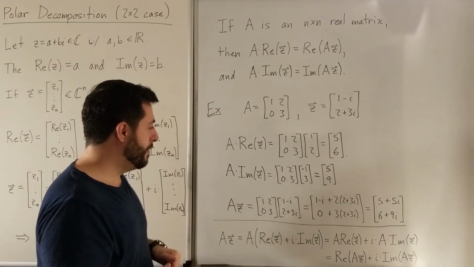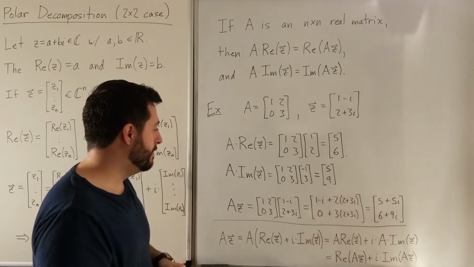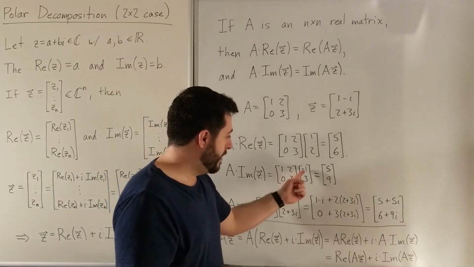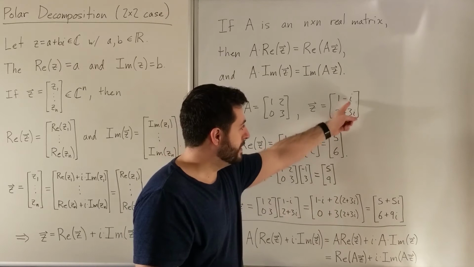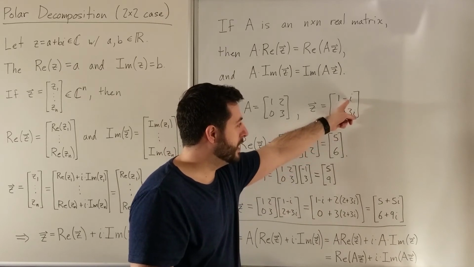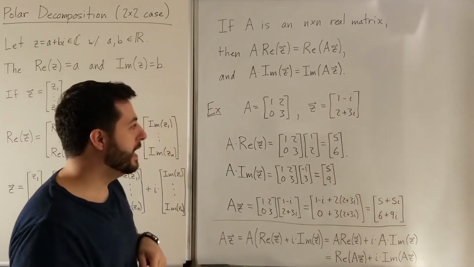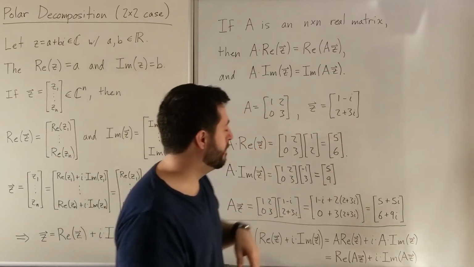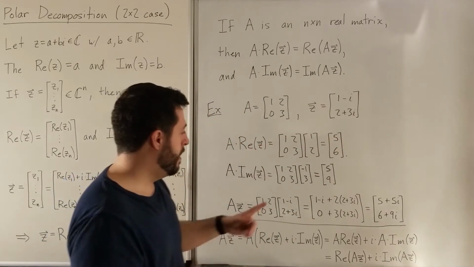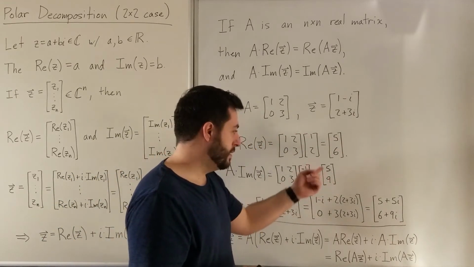Okay, the imaginary part works the same way. A times the imaginary part of z is just A times (-1, 3), the imaginary part of z. So -1 coming from the fact that we have minus 1i, and 3 coming from the fact that we have plus 3i there. And this times this is (-5, 9).